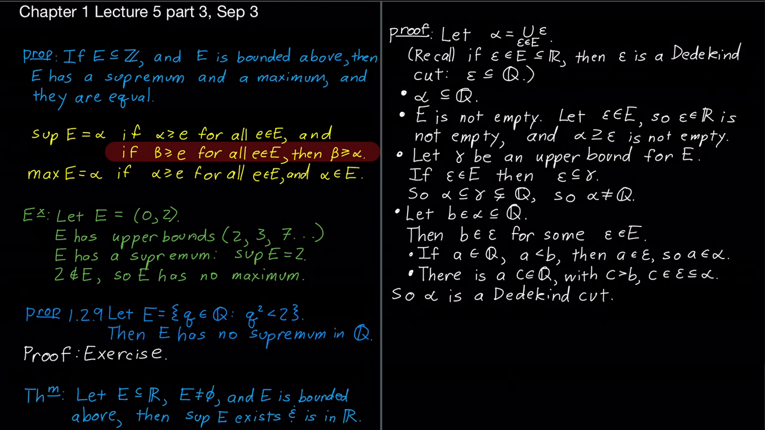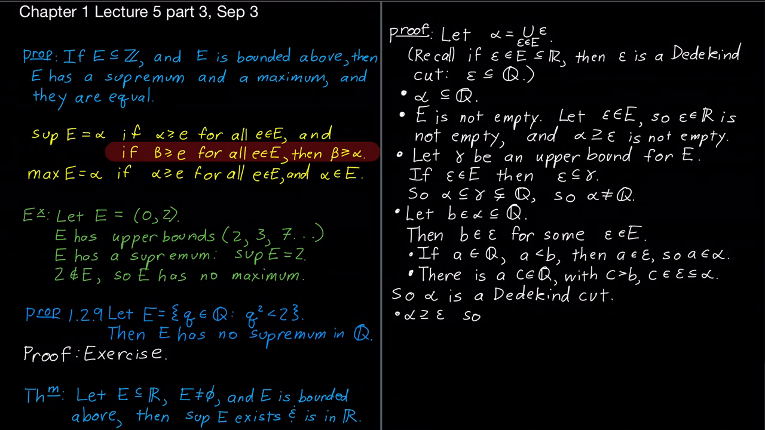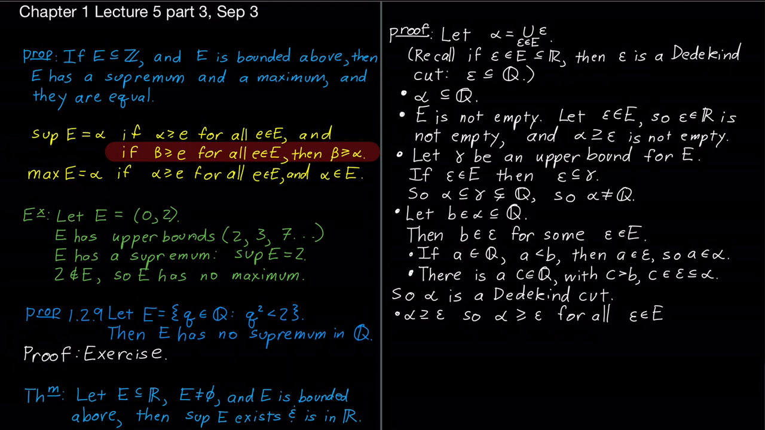All right, and alpha, of course, is our candidate for the supremum. Alpha is a superset of epsilon, and remember how we defined ordering of the real numbers. Alpha is greater than or equal to epsilon for any epsilon in E. So alpha is an upper bound.